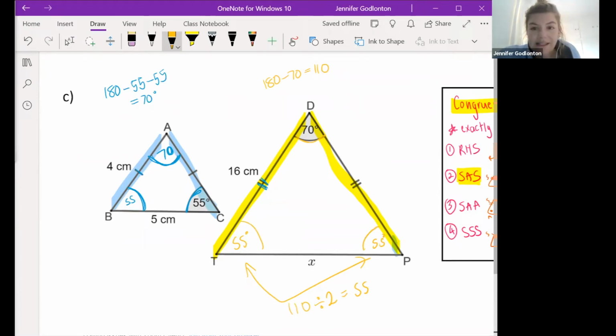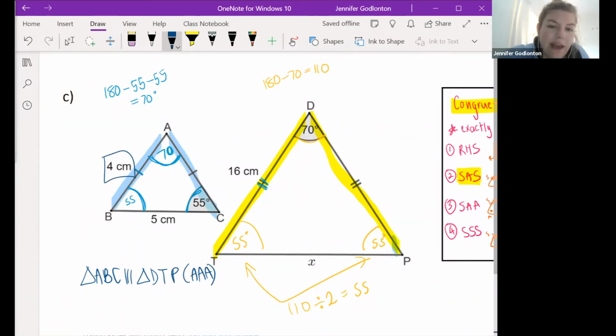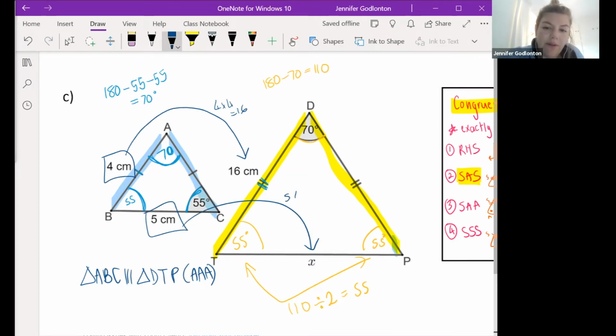Once I've done that, it's very easy to see that these two triangles are definitely similar because they have the same angles as each other. So then I can write my sentence. So I can say triangle ABC is similar to triangle DTP because of AAA. And then I just need to find my X. So if I look here, how did I get from 4 to 16? I said 4 times 4 gives me 16. So then if I'm looking here, I could say, well, 5 times 4 is going to give me 20.